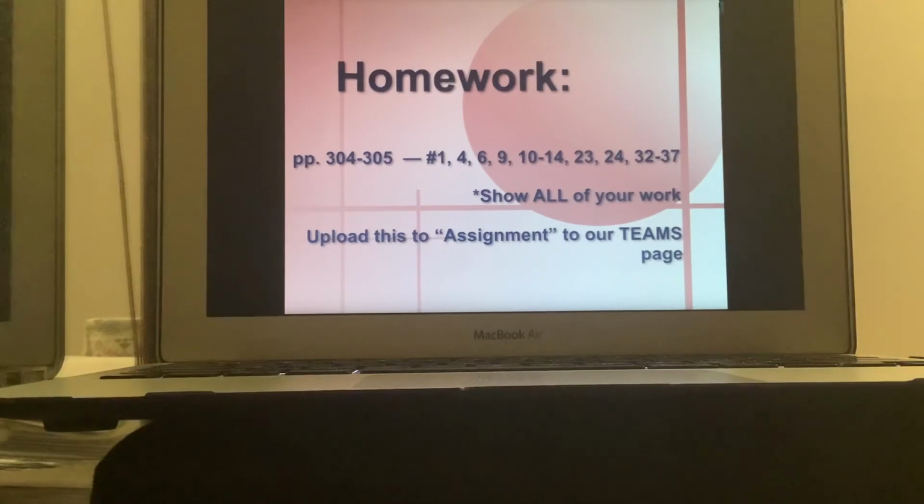Then for tonight, I want you to try to upload this assignment to our assignment page in Teams. Let's see if you guys can get used to uploading to Teams instead of emailing the assignment to me. That way I can see all of your work together on our class page. If you have any questions, remember you can always text me, call me, or email me, and I can try to talk you through any questions that you might have.